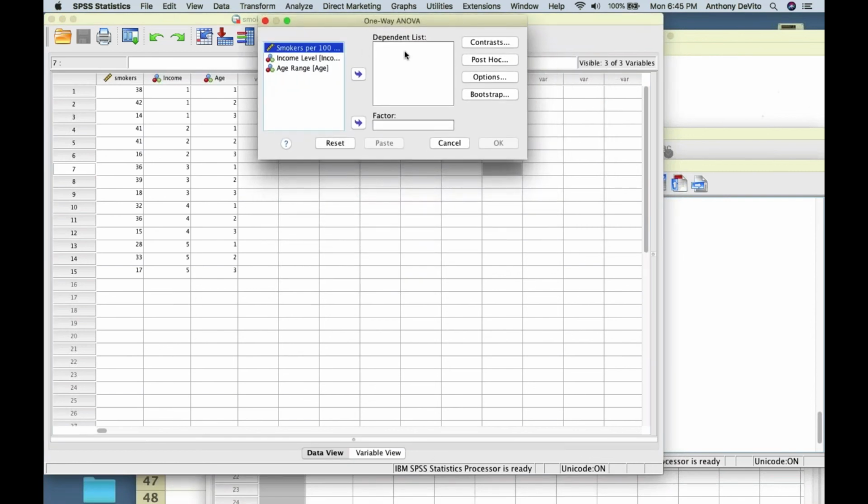The dependent list, this is always going to be my numerical variable, the thing I'm going to find the mean of. This is my numerical variable here, that little ruler. It's going to be the mean percentages for different states. And what are my factors? My factor is the groups I'm breaking it into. In this case, I'm going to start out with age. So I'm breaking it up into 3 ranges of age. So I'm going to look for averages for younger smokers, middle-aged smokers, and older smokers. Okay, so I'm going to click OK.